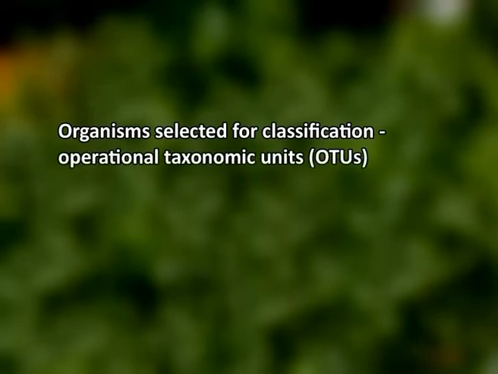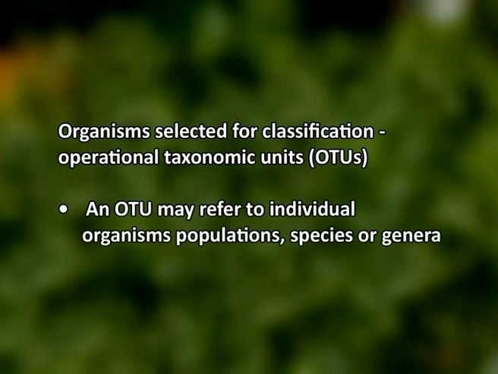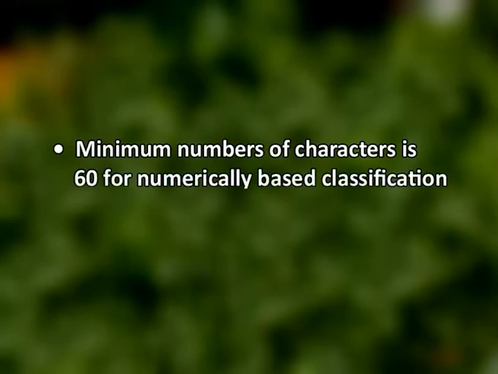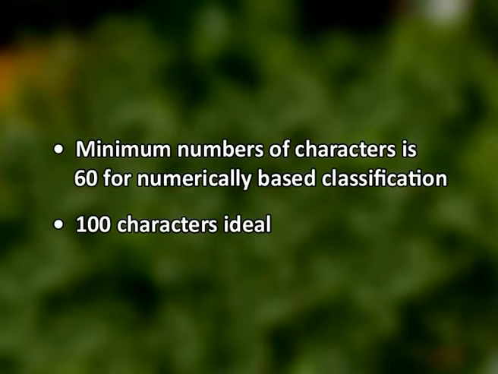Now, the methods of numerical taxonomy. First is the selection of taxa. The organisms selected for classification, and those under consideration, are known as OTUs. Full form is operational taxonomic units. An OTU may refer to an individual organism, populations, species or genera. The second step is selection of characters. The minimum number of characters, as I stated earlier, is 60 for numerically based classification, whereas 100 characters are considered ideal. This is followed by description or measurement of these characters.